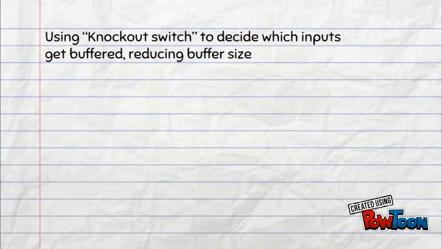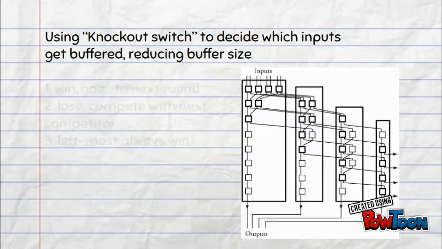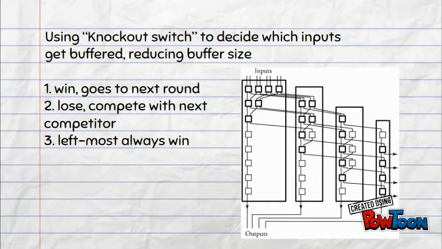Crossbar switch needs multiple distinct buffers on each output port to reduce buffer size. Using knockout switch is a good way. It uses a competition to decide which input gets buffered. The inputs compete with each other, and the winner goes to the next round to the buffer, while the loser waits and competes again to determine the next selected competitor.